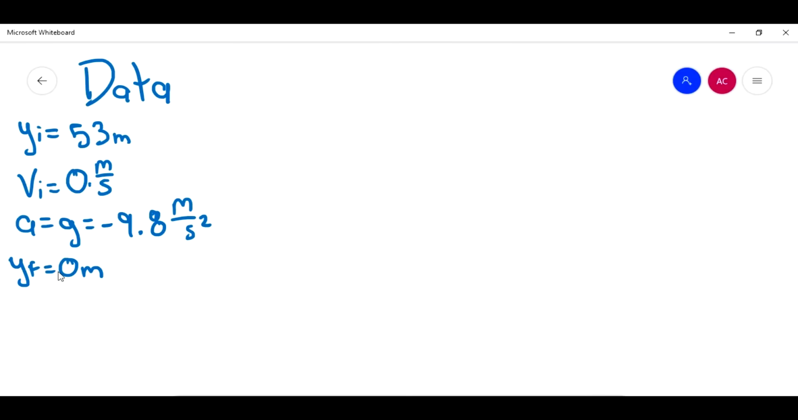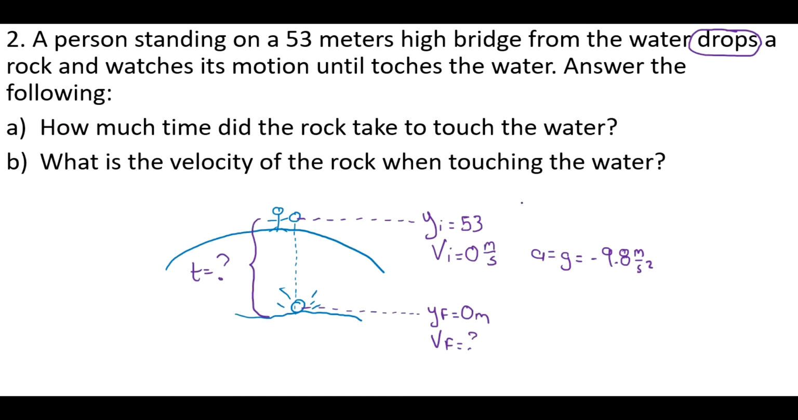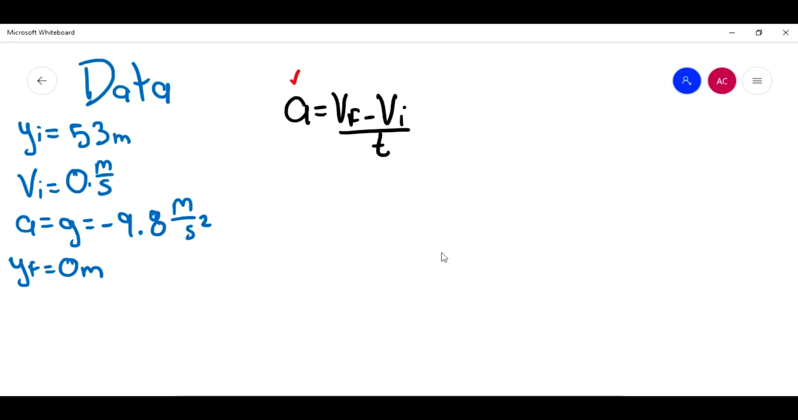I'm gonna write the equation. The first equation is acceleration equals final velocity minus initial velocity over time. With another color, I'm gonna check all the things that I have and I don't have. Acceleration, yes, I have it. Final velocity, nope, I don't have it. I forgot to write that data over here. I don't know the velocity.